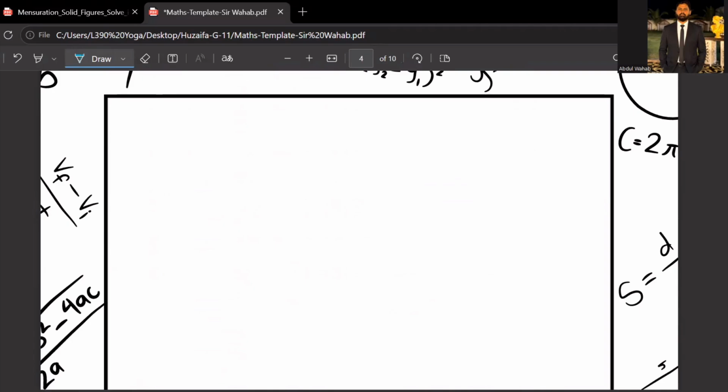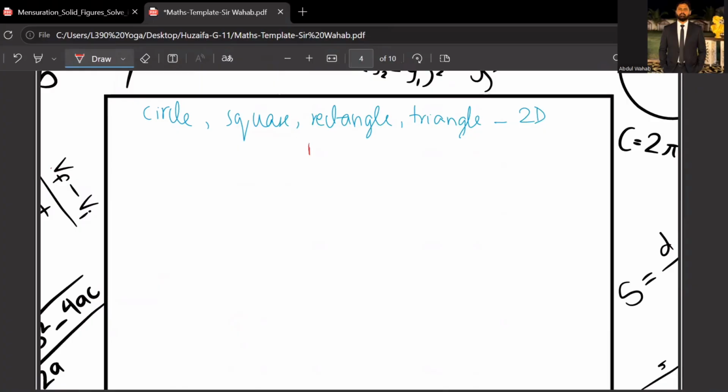Let's say if I say circle, square, rectangle, triangle, and all these types of figures, they are basically called the two-dimension figures, in which we only discuss the area of the circle, area of the square, area of the rectangle, area of the triangle, area of the trapezium, and so on. And if we talk about the 3D figures, basically three dimensions.